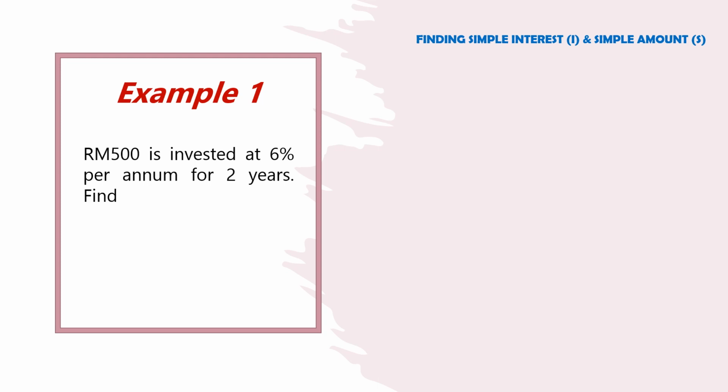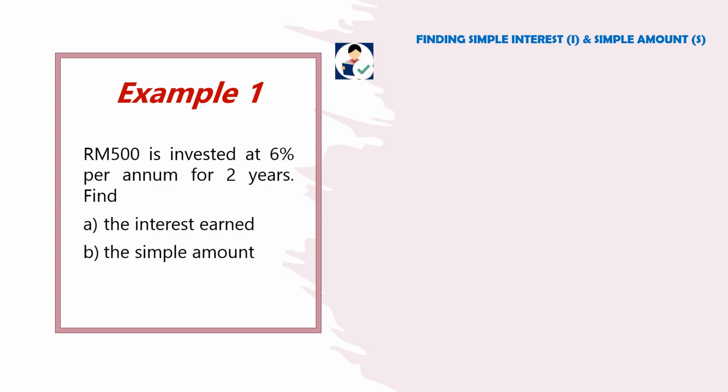Okay, first example. 1,500 ringgit is invested at 6% per annum for 2 years. Find A, the interest earned, B, the simple amount. First you have to list down all the information given from the question.